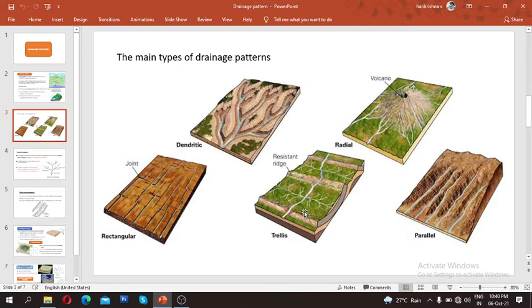Such rocks, here you can see, this is the brown colored portion. In between, this green colored portion is the resistant ridge.